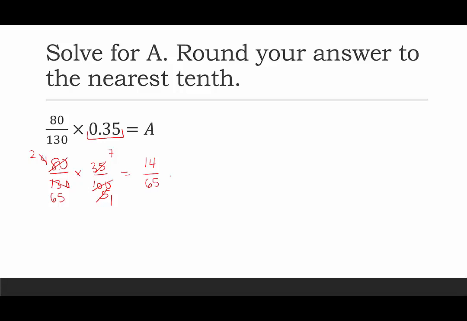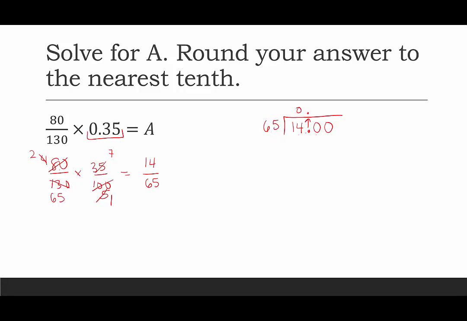And now what we want to do is set up our long division. So to set up our long division, the denominator, or the divisor, goes on the outside, and inside the division is 14. We're rounding to the nearest tenth, so I'm going to add 2 places behind the decimal, the tenths place and the hundredths place. I'm going to move my decimal point straight up. Now we're going to start the process. 65 goes into 14 0 times, and we can just ignore that.